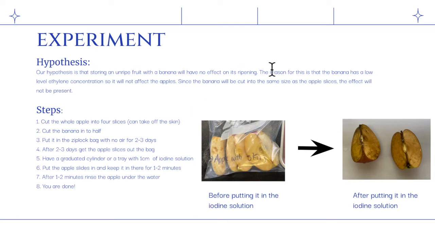So as you can see here, this is what our apples look like when we had just first placed them in the bag, and this is what they look like after we dipped them in iodine solution.